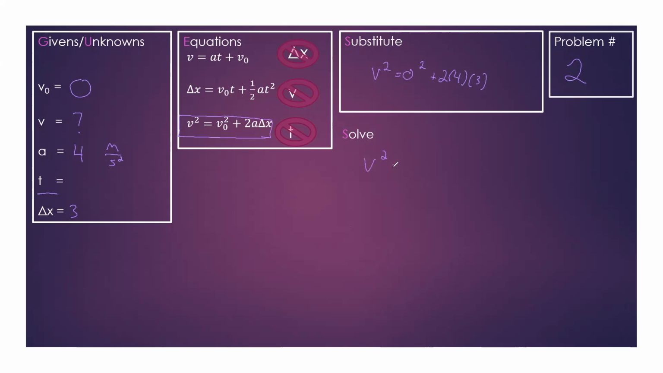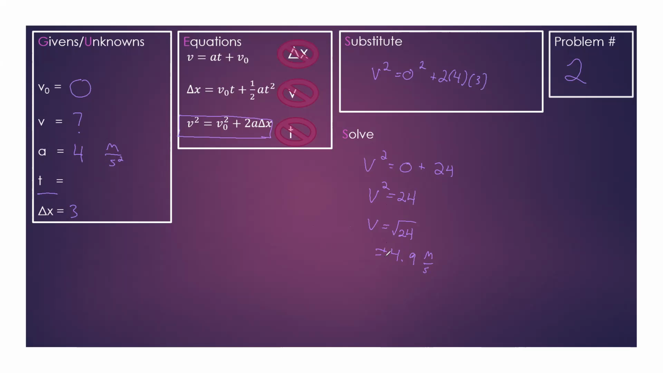So now I'm going to go ahead and solve. V squared equals 0 squared, which is 0, plus 2 times 4 times 3. 2 times 4 is going to give you 8, times 3 is going to give you 24. So that's v squared equals 24. And to get rid of the squared, I'm going to go ahead and take the square root. And the square root of 24 is 4.9 meters per second.